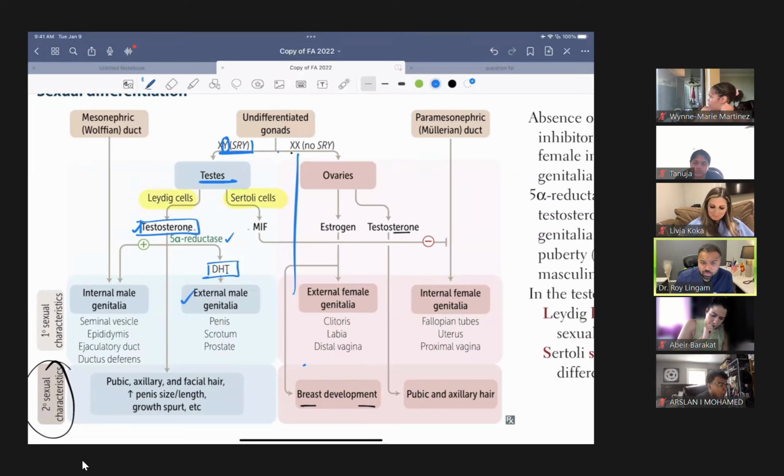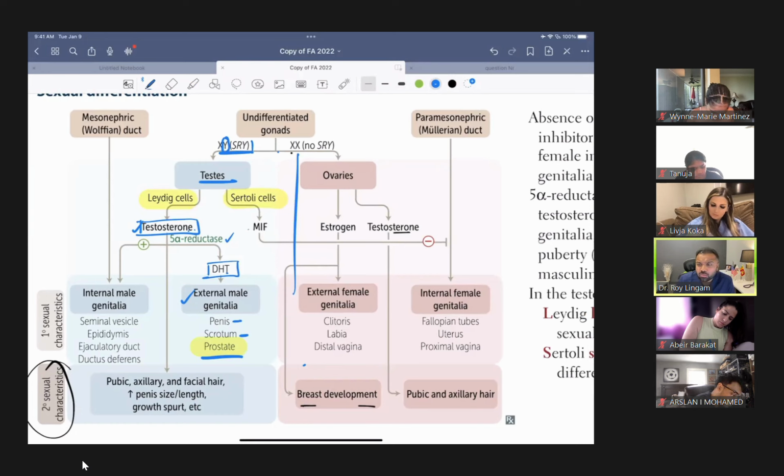The external male genitalia are penis, scrotum. Everybody knows that. People miss this. Highlight prostate. Because why? Technically, prostate is located inside of your body. So people think it belongs to internal, but it's not. It still belongs to external. Is everybody clear, folks? So prostate is part of your external male genitalia.